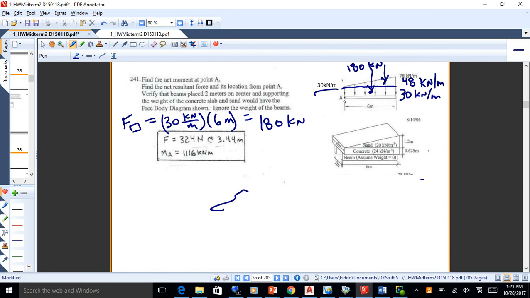And then that will be located half of the 6 over, so that'll be 3 meters over. So 6 over 2 gets you 3 meters. That's where the centroid of a rectangle is at. Okay.